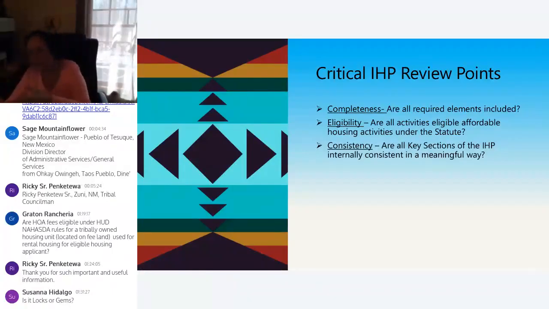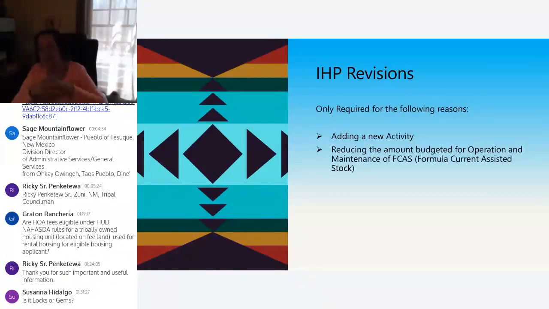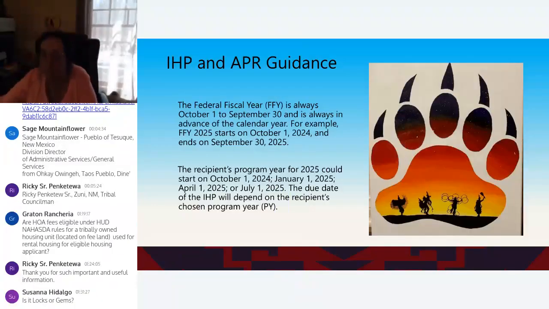Your review points: is it complete? Are all the required elements included? Are all of them eligible activities under our statute? And are all the sections consistent? And a revision is only required if you're going to add a new activity or you are going to reduce the amount of money that you had planned to take care of those current assisted stock, those 1937 subsidized units, okay? That's the only reason that you have to do a revision.